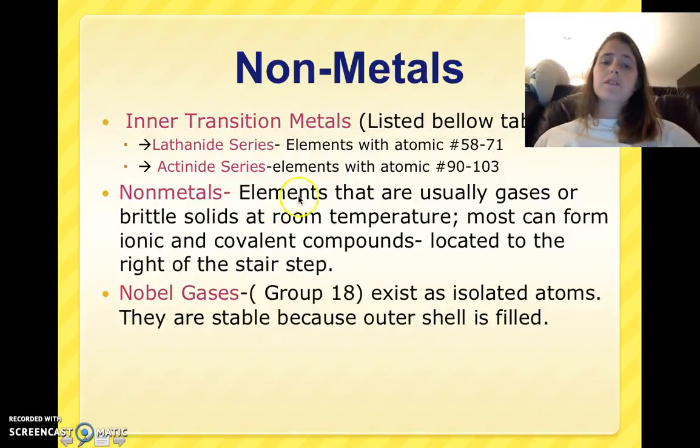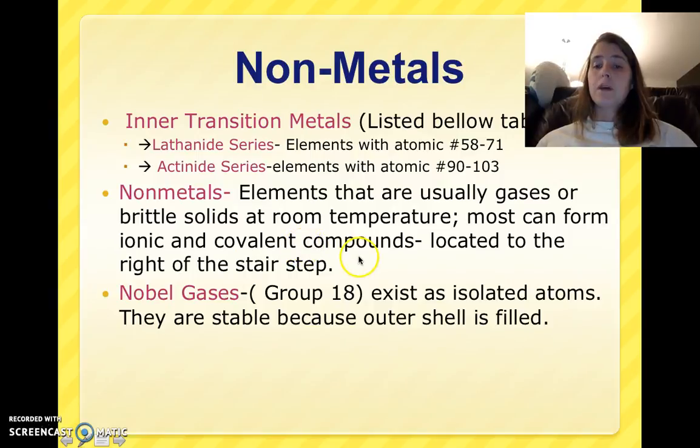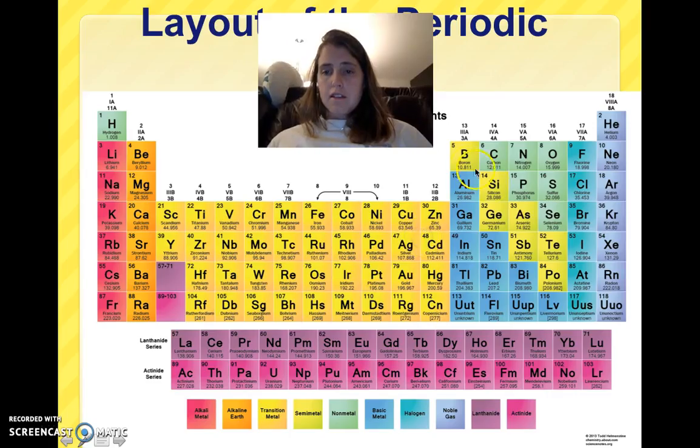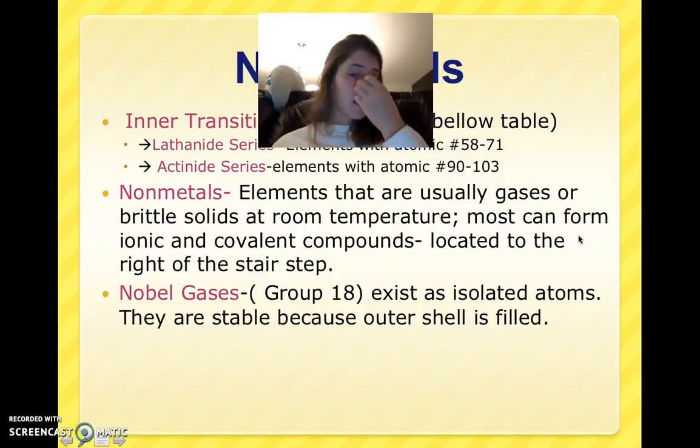And then we have nonmetals. These are elements that are usually gases or brittle solids at room temperature, meaning they can be broken. Most can form ionic or covalent compounds, meaning they can form bonds, and they are located to the right of the stair step. So here's our stair step again. All of these guys are going to be your nonmetals. There are a lot more metals than nonmetals.